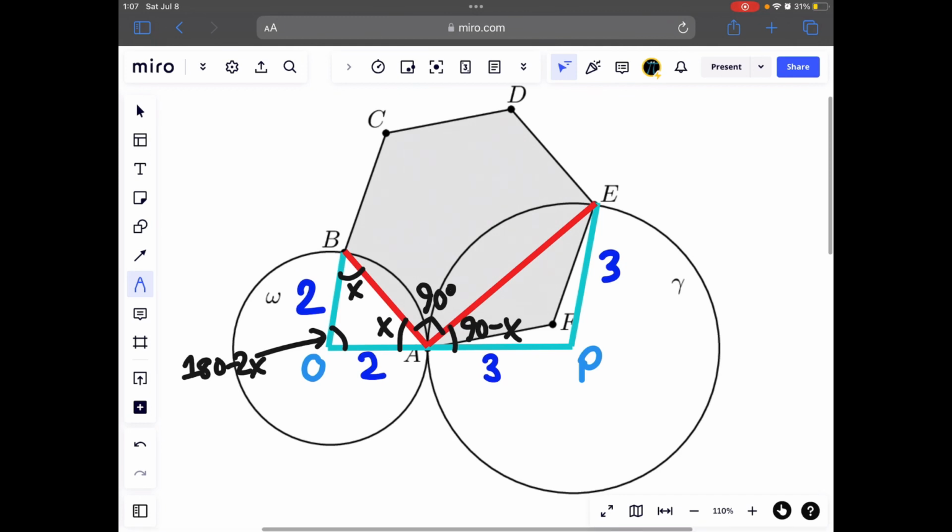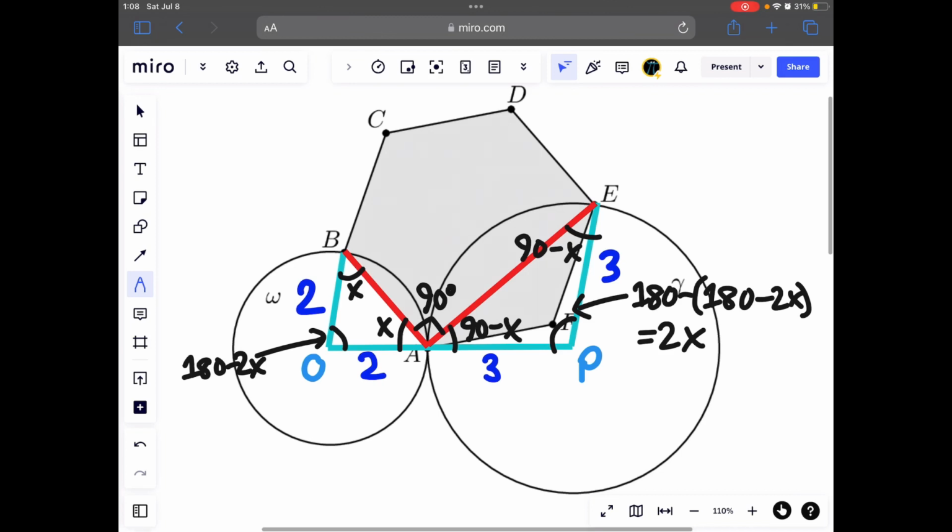So EAP is 90 minus x, and so is AEP, because of isosceles triangles, AP is equal to PE is equal to 3. Then angle EPA should be equal to 180 minus the sum of 90 minus x and 90 minus x. That's 180 minus 180 minus 2x, which is just 2x. So angle BOA is equal to 180 minus 2x, and angle EPA is equal to 2x. So it follows that the sum of the two angles is equal to 180.